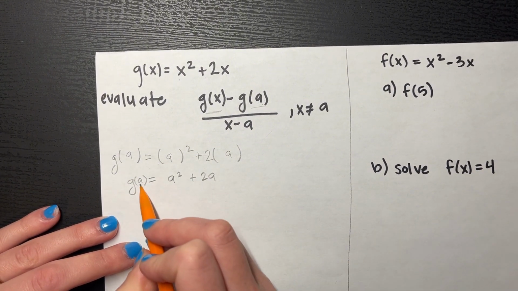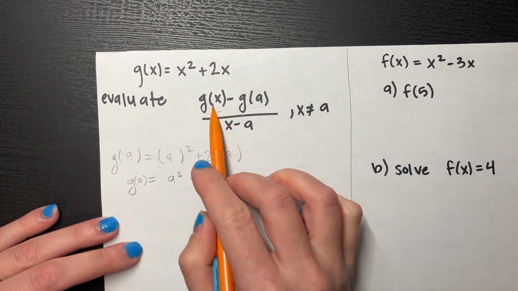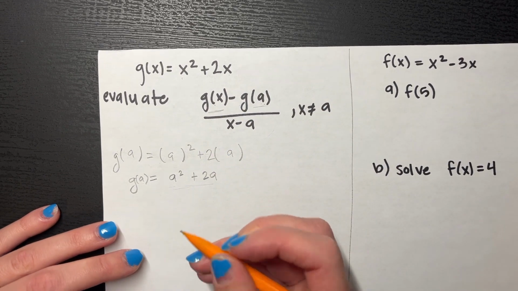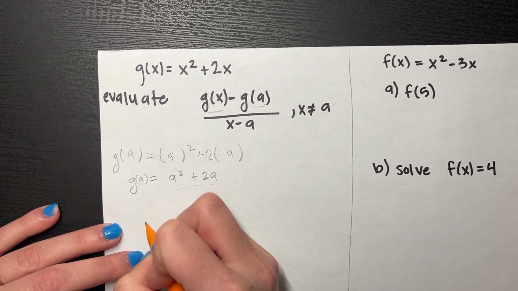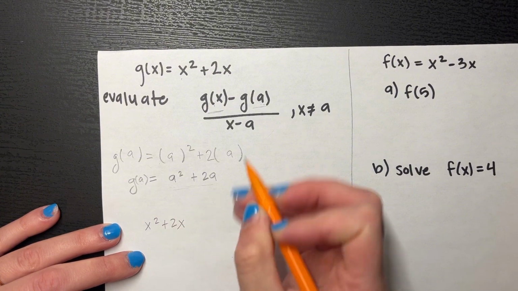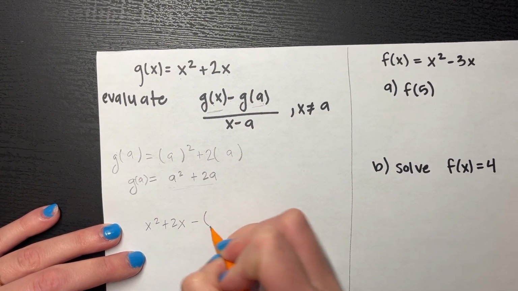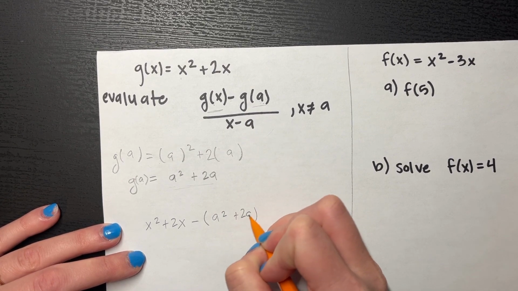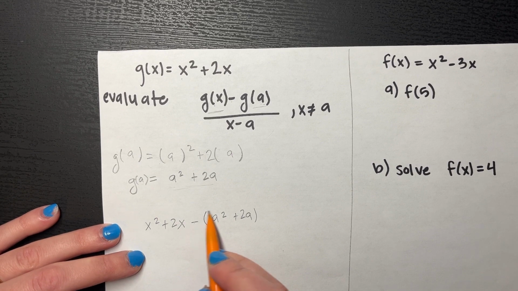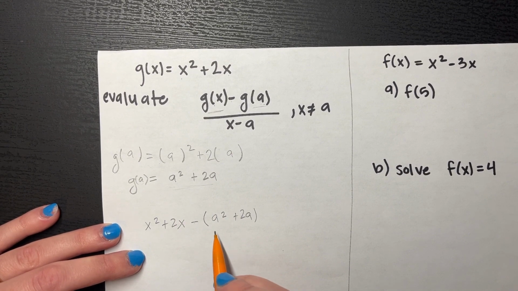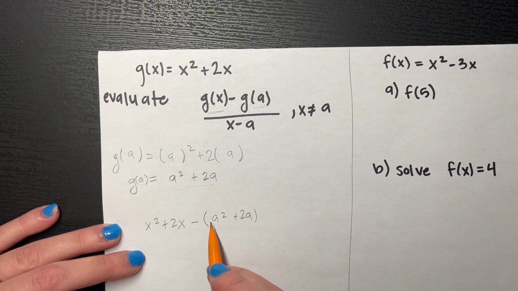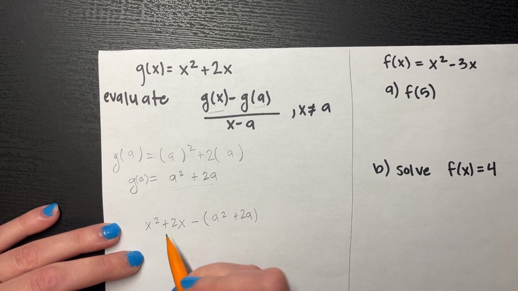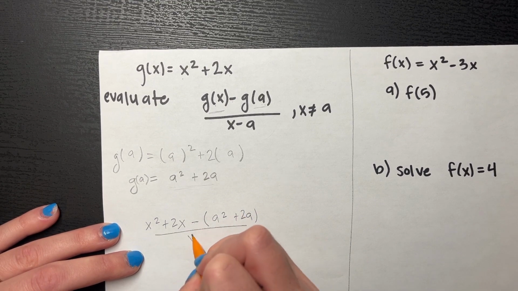Okay, so we plugged in a, that was our input. Here's our output. So we have g of x, we have g of a, and then we have x and a. So we can go ahead and plug those in. So we'll plug in g of x first. We have x squared plus 2x, and then minus, I'm going to put here g of a, which is a squared plus 2a, and I put those in parentheses because we have this minus sign and we want to remember to distribute that. So you could have skipped the parentheses and just multiplied the minus sign to both terms, but I didn't skip that step. And then below we have x minus a.